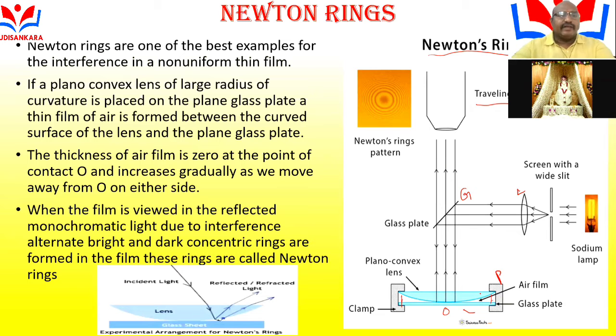When the film is viewed in reflected monochromatic light, due to interference, alternate bright and dark rings are formed. So, my dear students, Newton rings are one of the best examples of interference in non-uniform thin film.